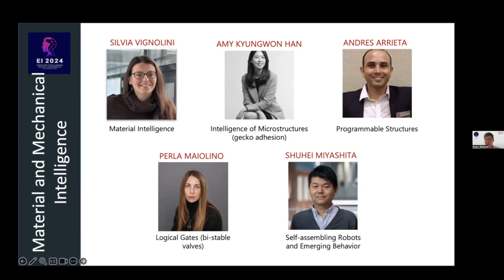Shuhei was speaking on the other end of the intelligence, of the self-assembling robots. Multiple robots can get assembled and comprise an intelligent structure, and then this structure can show some interesting emerging behaviors that can do certain jobs under certain conditions. Particularly, he was doing actuation with external magnetic fields, so the robot can move or even fly off.